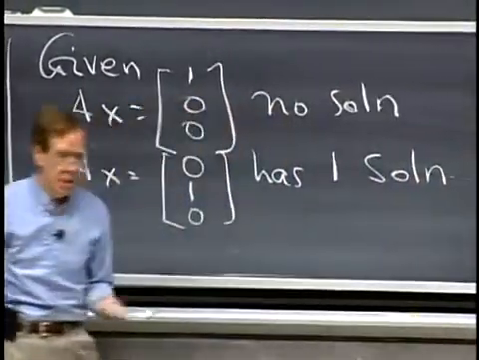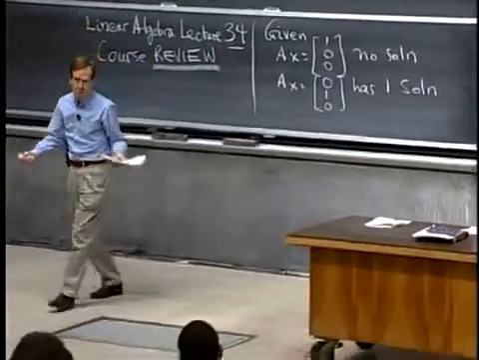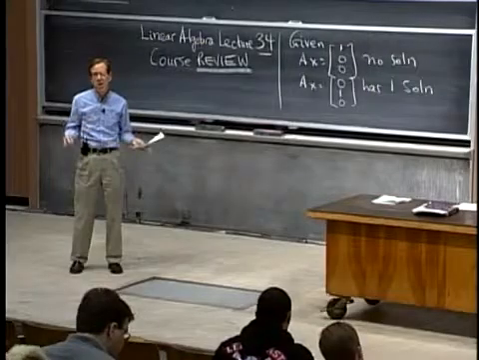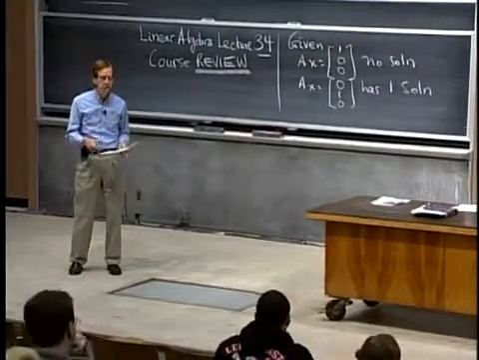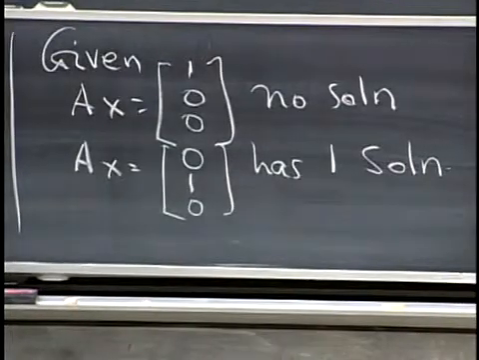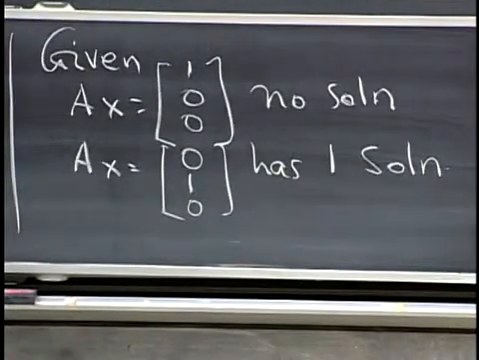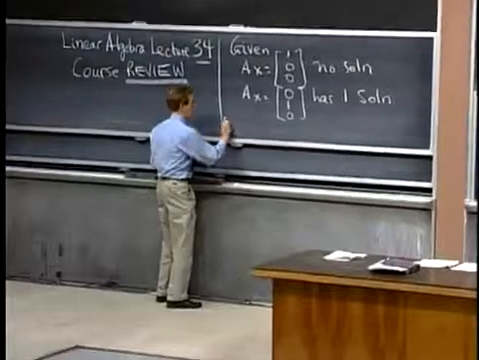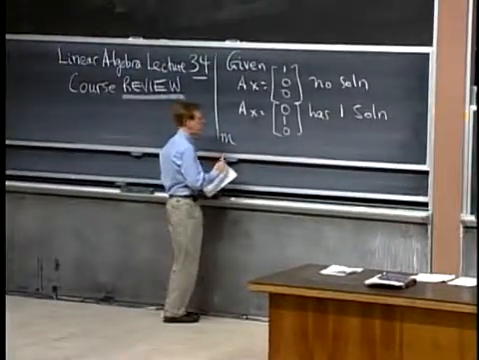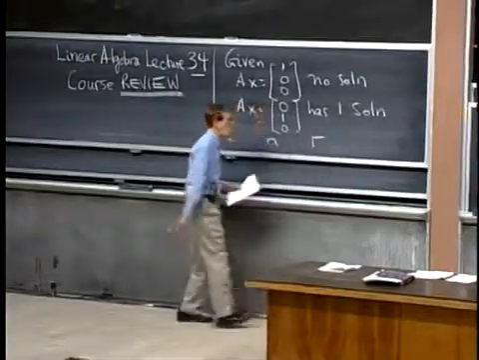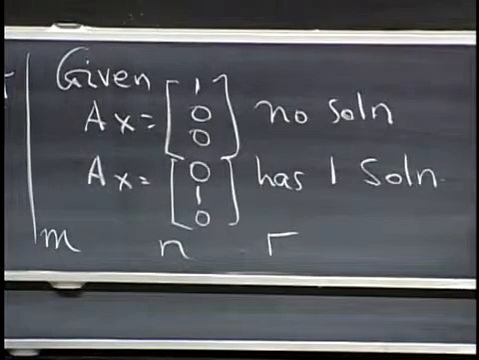Okay. So you can probably anticipate my first question. What can you tell me about M? It's an M by n matrix of rank R, as always. What can you tell me about those three numbers? The number of rows, M, the number of columns, N, and R, the rank.